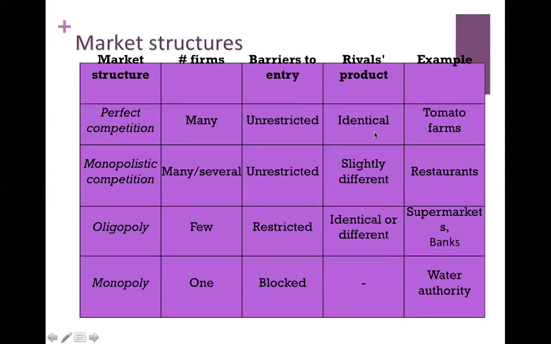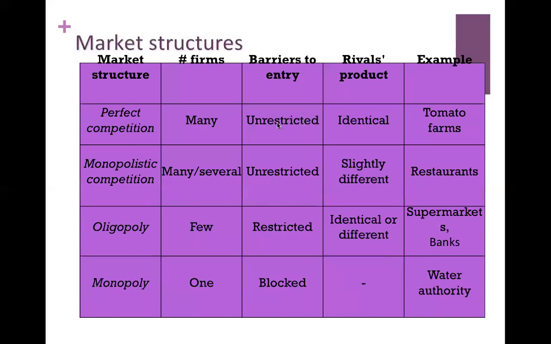The products are basically identical. In real life, we may find it hard to find an example for this one, but tomato or any agriculture product is quite close to perfect competition. Now, in the case of perfect competition, the options are many. For customers, it's perfect because customers have options, and these options basically offer them competitive prices. Why is that? Because the barriers to entry is unrestricted, very, very low. Relatively speaking, people can come in and compete in that category.